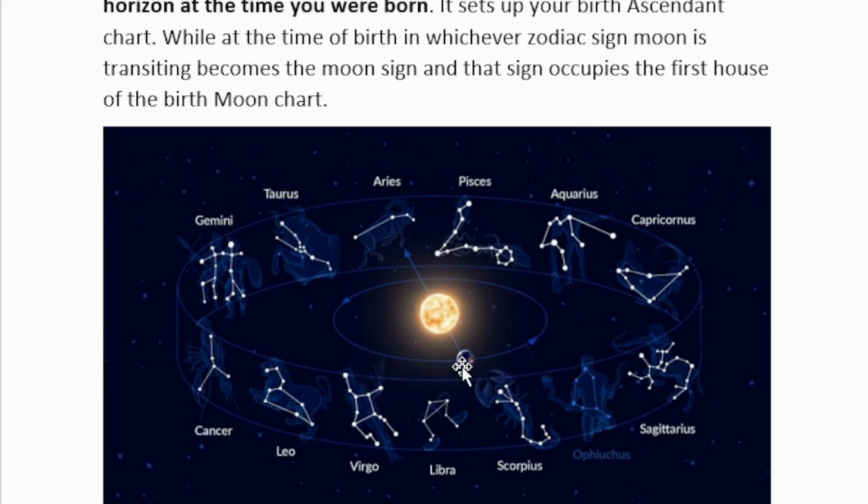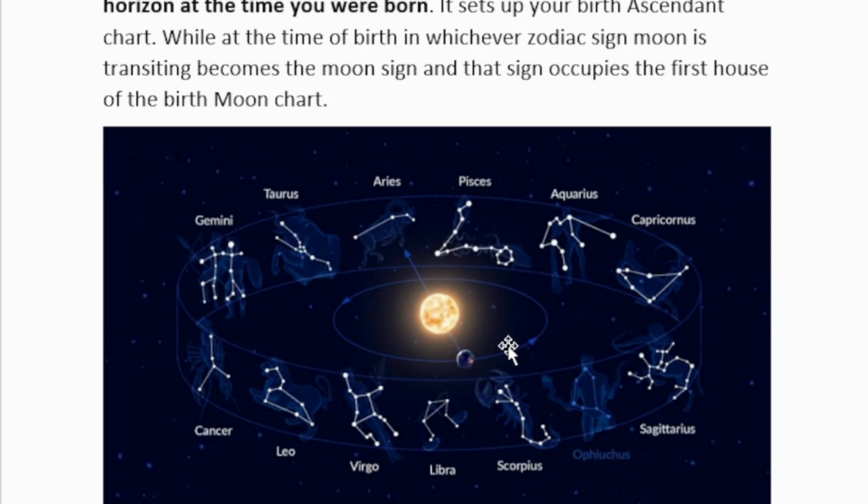In the moon chart, whichever zodiac sign the moon is transiting, not the zodiac sign that is arising at the eastern horizon of the earth, that's the case with the ascendant chart. For the moon chart, whichever zodiac sign the moon is transiting during its transit around the earth, earth may be here, anywhere, and the moon will be transiting around the earth. It takes the moon around 1 month's time, or approximately 28 days, to take a full round around the earth.